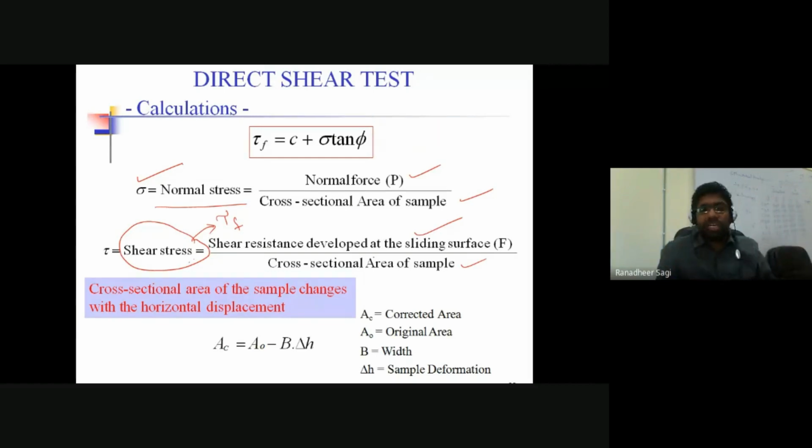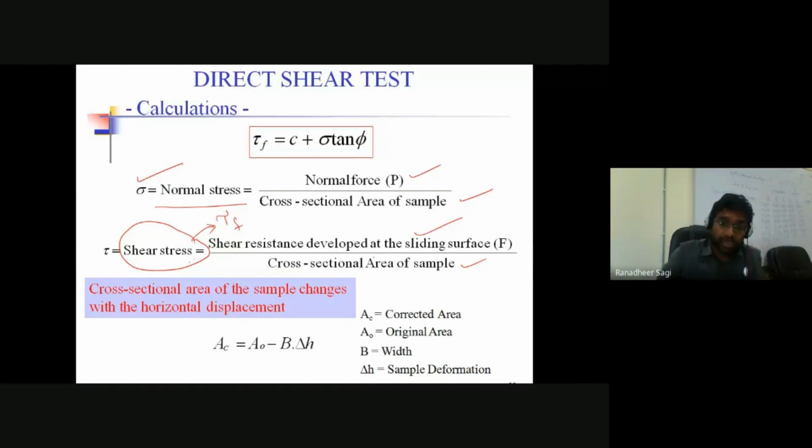But most of the time, people do not take this decreased contact area into consideration when estimating the shear stress value. They simply consider a constant cross-sectional area and calculate with it. But exactly speaking, while horizontal shear is happening between the parts of the soil, the contact area between the top and bottom portions of the split half box starts decreasing.